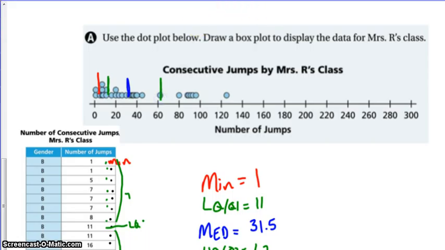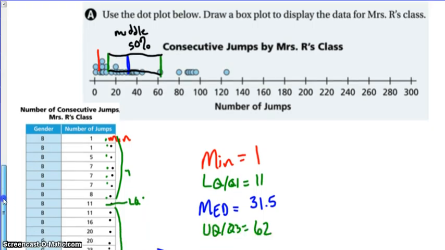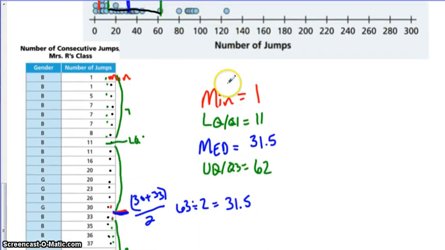Now we're going to connect the box part of the box and whisker. I'm going to connect my lower to my upper with straight lines, or as straight as I can get them. What this shows me is the middle 50% of the information.